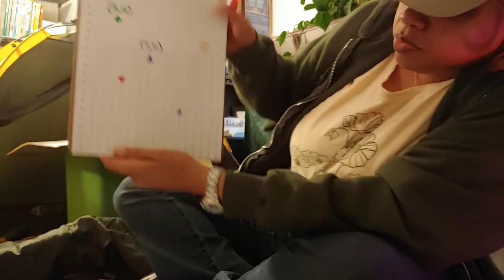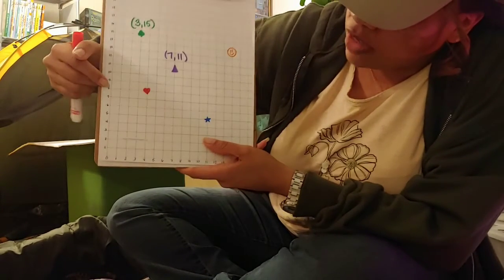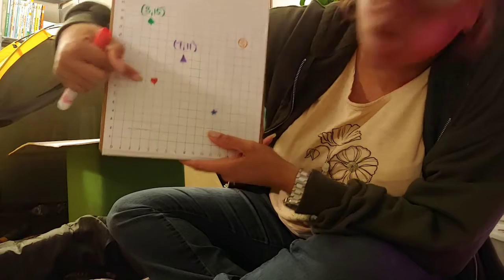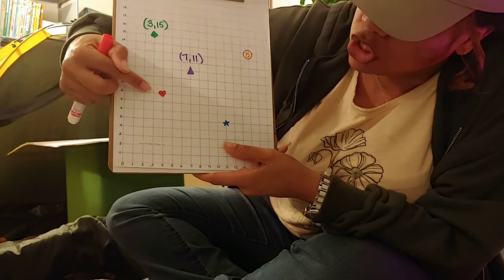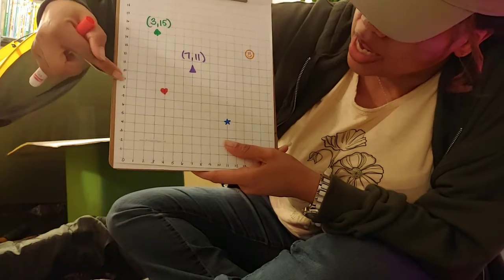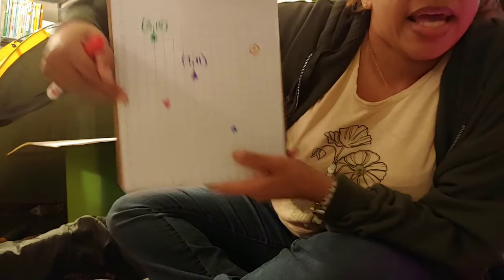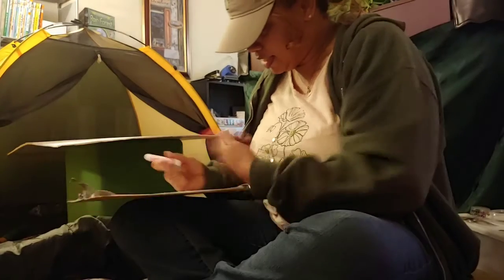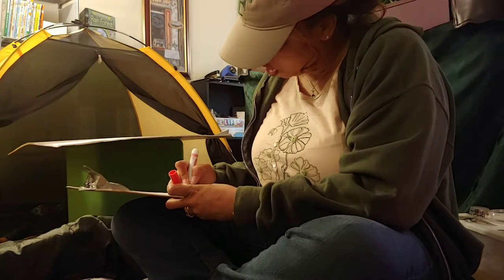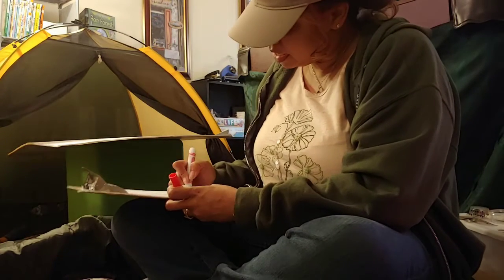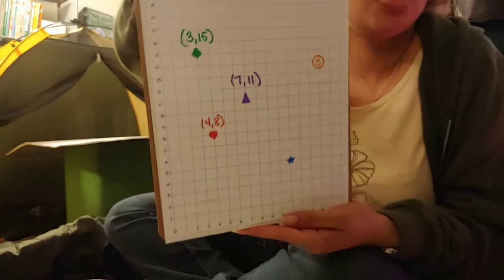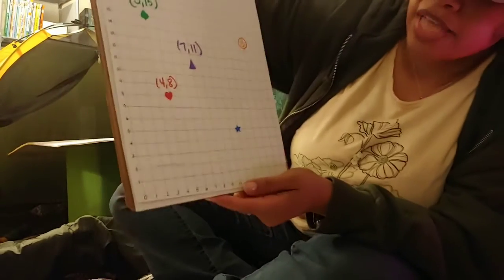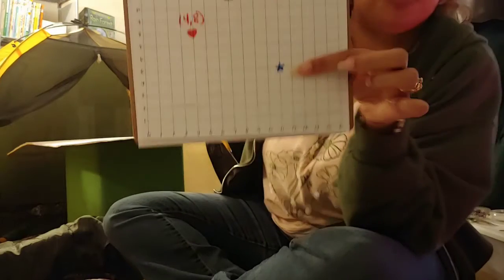Our heart, I'm actually going to start here because I know going across is going to be my x-axis. 1, 2, 3, 4. And I'm on 8 on my y-axis. So that's going to be 4 and 8. Okay? So I want you to take a look at the star.